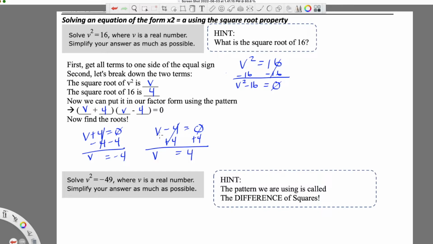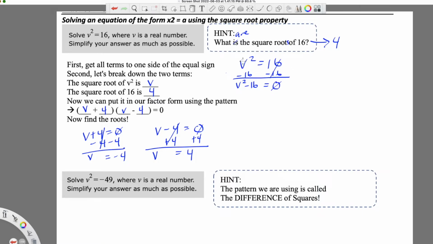So if you notice, and I hadn't brought this up quite yet, I ask up here, hint, what is the square root of 16? Well, the square root of 16 is 4, and this should say roots. I forgot to change that word. What are the square roots of 16? So there's a couple typos there, and I'll have to fix that on the worksheet.